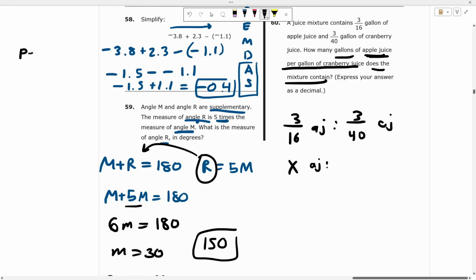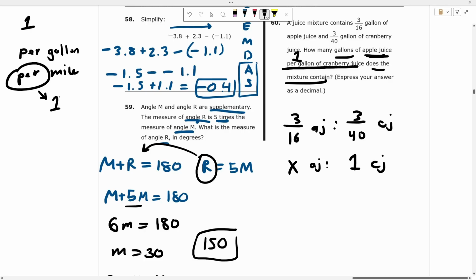Whenever you see per gallon or per unit, like per mile, per hour, per whatever, and you don't see a number, assume that it's 1, okay? So this is actually asking you how many gallons of apple juice per 1 gallon of cranberry juice, okay? Even though there's no 1 there, per means 1 in this case. Per 1 gallon, per 1 mile, per 1 hour, okay? Per just implies that 1 is there. But the 1 isn't shown, but there's always going to be a 1 there, so it's per 1 gallon.